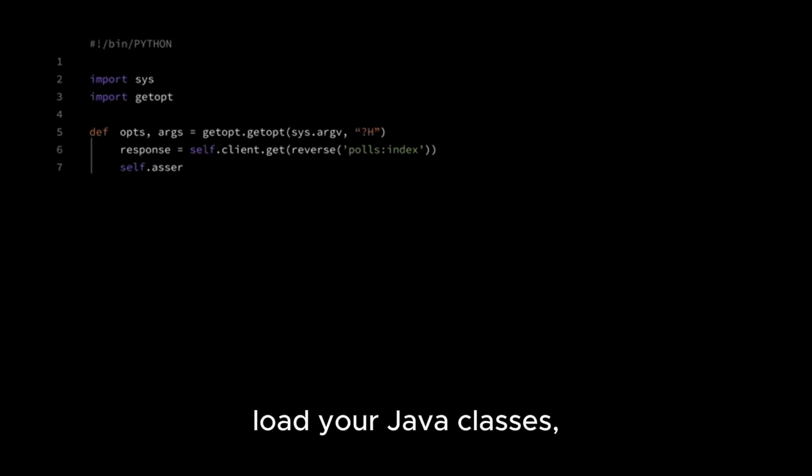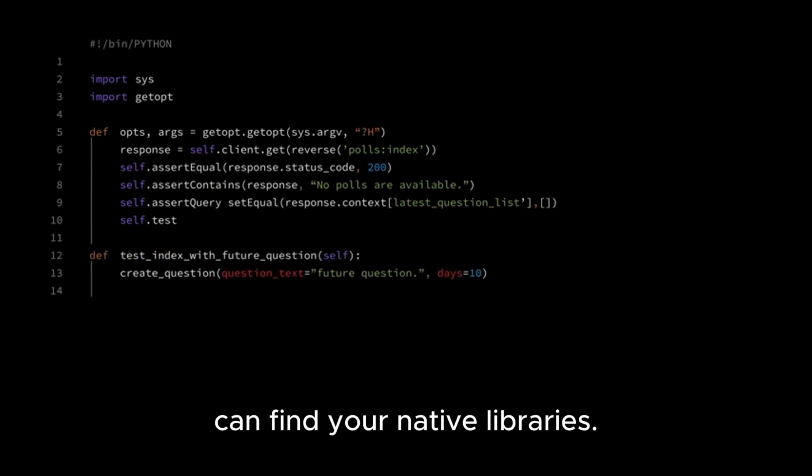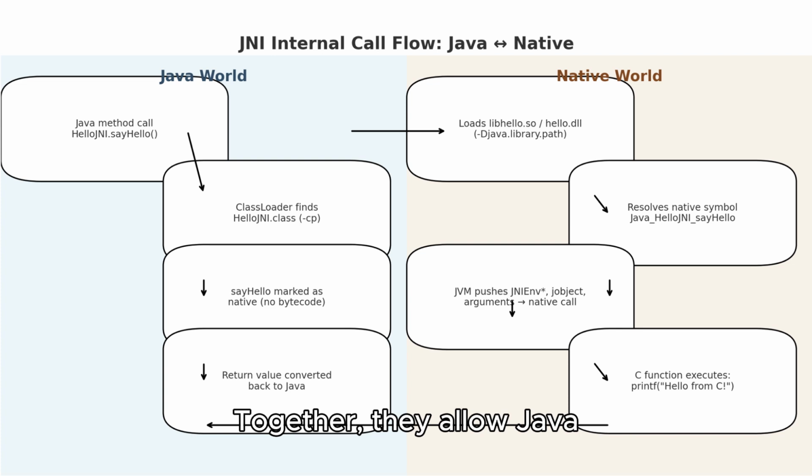So to summarize, -cp ensures that the JVM can load your Java classes, while -D java.library.path ensures it can find your native libraries. Together, they allow Java code to seamlessly connect to native code through JNI.